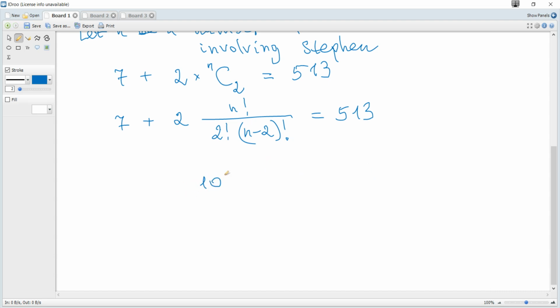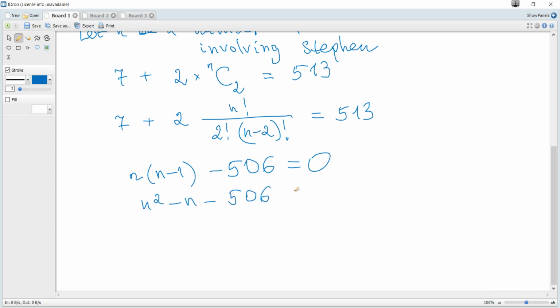It's like 10 factorial divided by 8 factorial. It's just 9 times 10, but in terms of n. Hence it becomes n times n minus 1 equals 506, or minus 506 is 0. And it becomes n squared minus n minus 506 equals 0, and we can see that it is a quadratic equation.